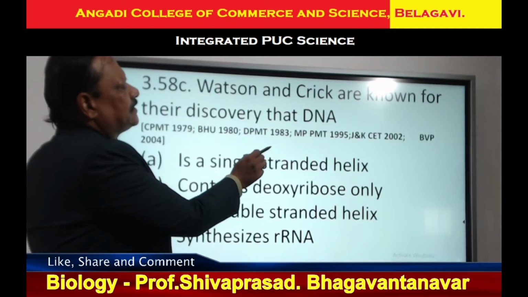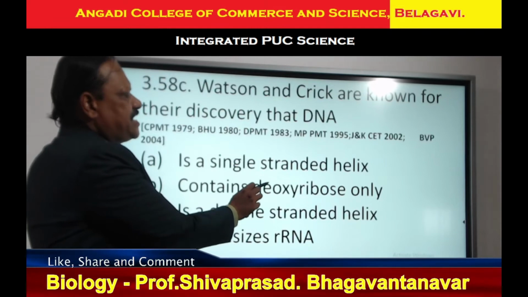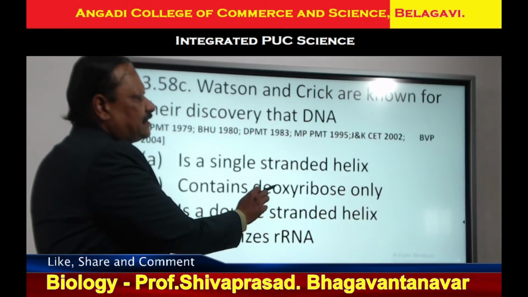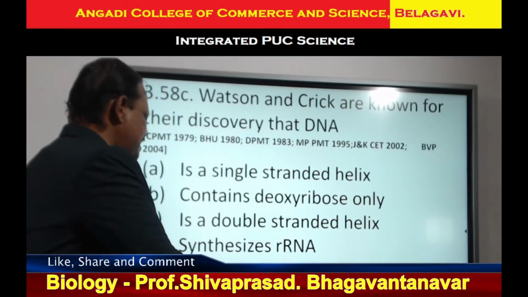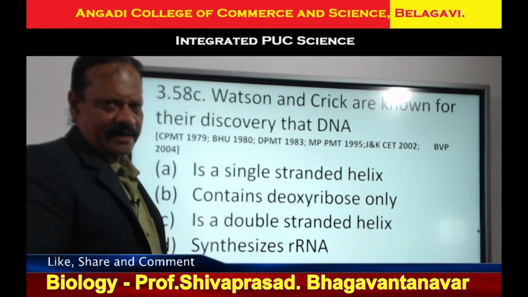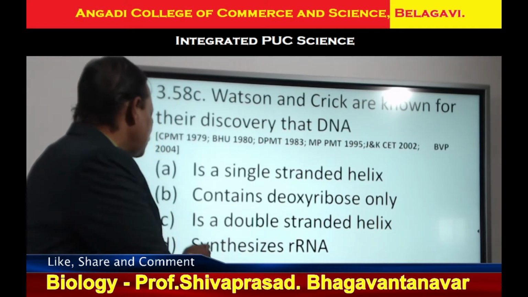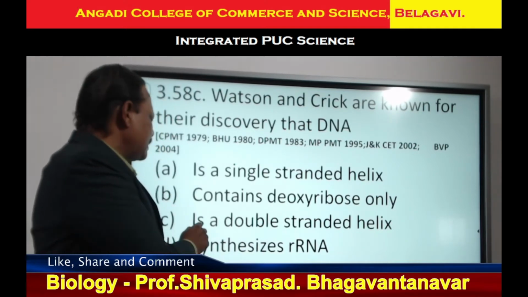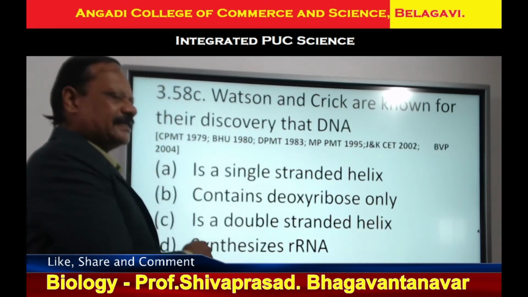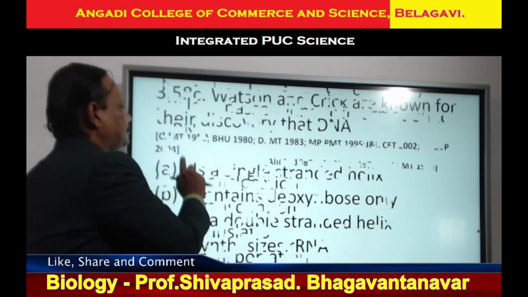A is a single-stranded helix. B contains deoxyribose only. C is a double-stranded helix. D synthesizes RNA. So Watson and Crick model of DNA is containing double helical structure. So option C is the right answer. Here is a double-stranded helix. So correct answer is option C. We'll go to the next slide.